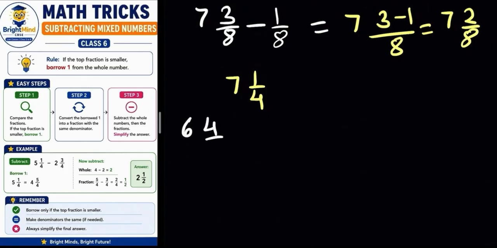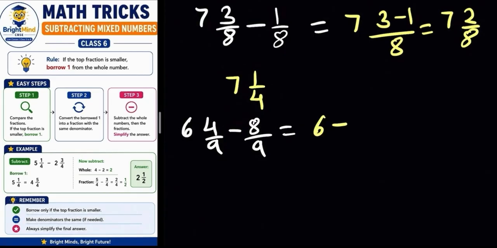So here I will take 6 and 4 by 9 minus 8 by 9. In this sum there is a difference. What is the difference? If we subtract 4 by 9 minus 8 by 9, it will give a negative number. So what will we do here? We will do something different. Here we follow the borrowing method. I will show you how to do it.